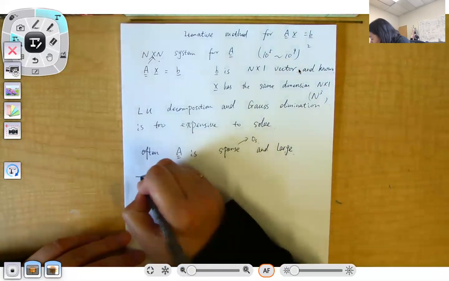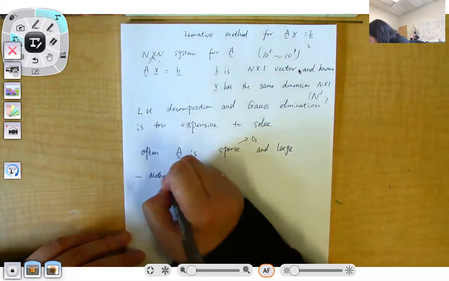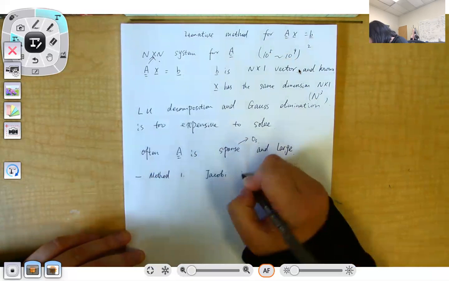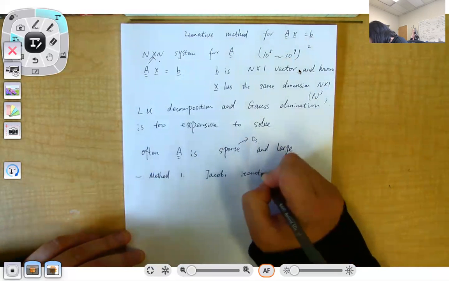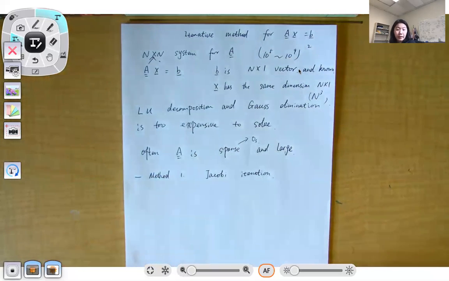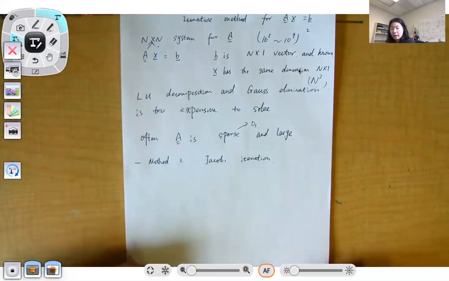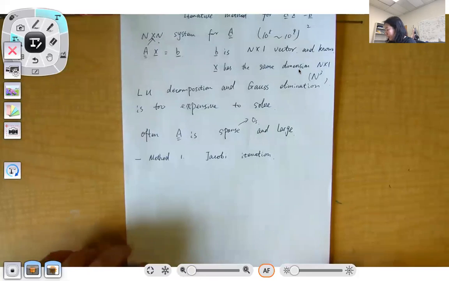So method 1 is called the Jacobi iteration. Let's introduce what the Jacobi iteration is. Let's make an example, then I think things can be clear with the example.